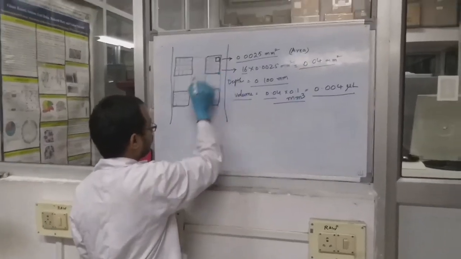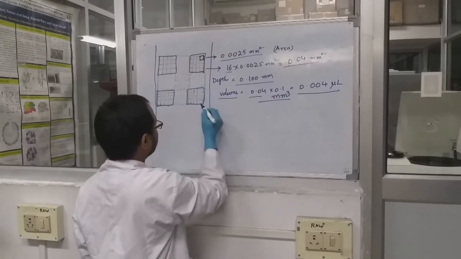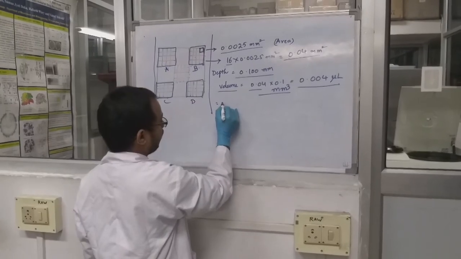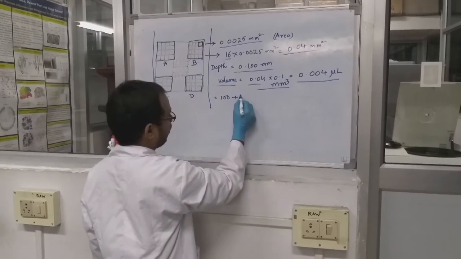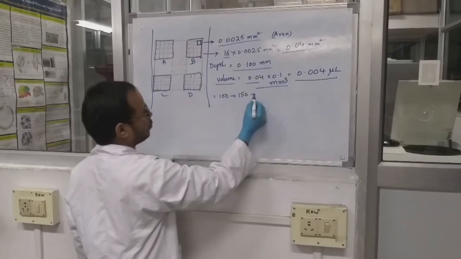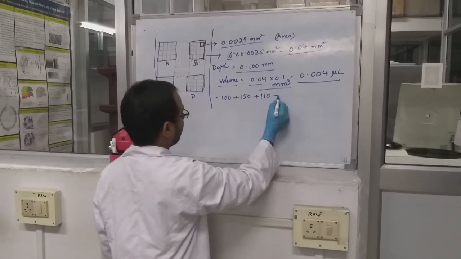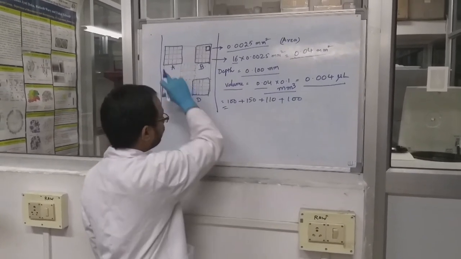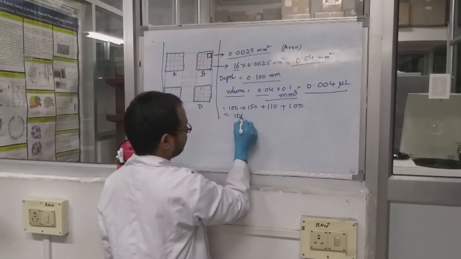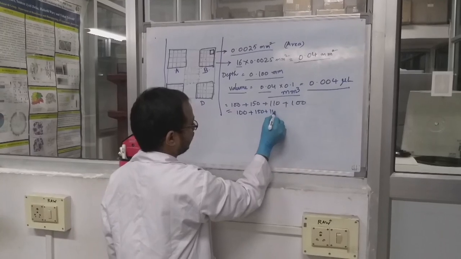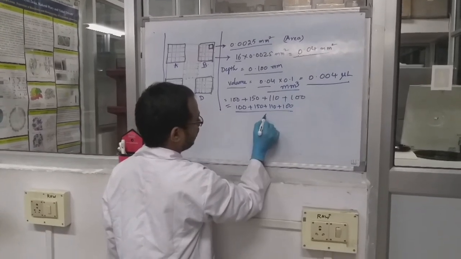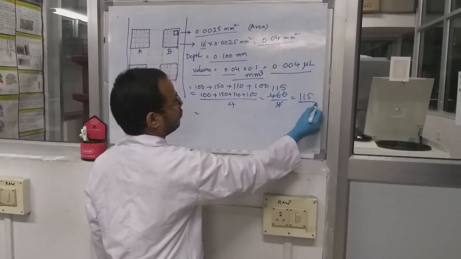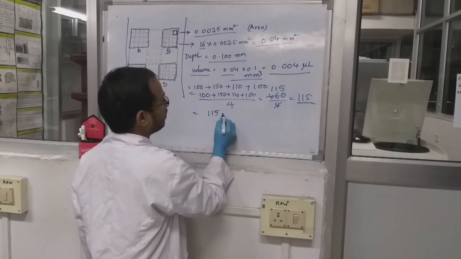Say we have counted cells in each square. Say these are A, B, C, D. Here we have 100, here we have 150, here we have 110, and here 100 again. So for the total cells, we have to take the average. That means 100 plus 150 plus 110 plus 100 divided by 4, as we are counting a total of 4 squares. The average is 115.